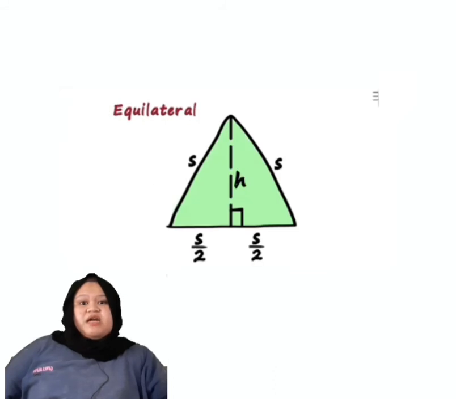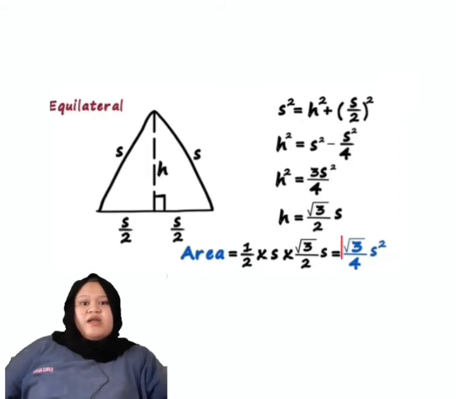The basic formula for the area of a triangle is 1/2 base times height. That will be half the base S, and the height is root 3 by 2 times S. Solving this further, we get the area of an equilateral triangle as root 3 by 4 times S squared. That's our formula.